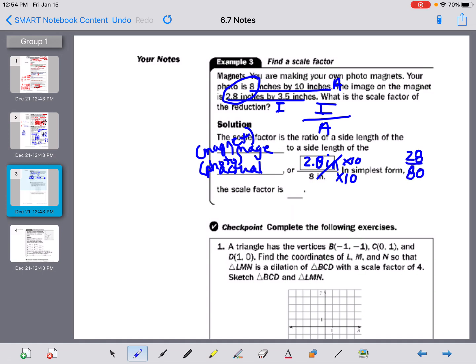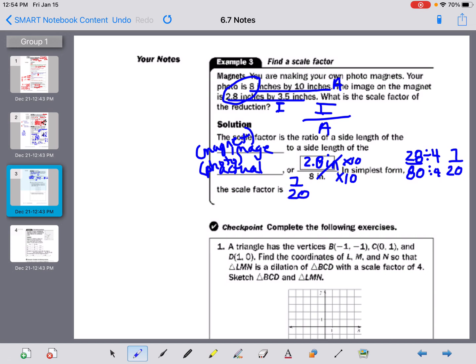Is that reduced to lowest terms? I no longer have a decimal, but is it reduced to lowest terms? Not yet. You want to divide by 4? 28 divided by 4 is 7. 80 divided by 4 is 20. And I believe I have a scale factor of 7 to 20.